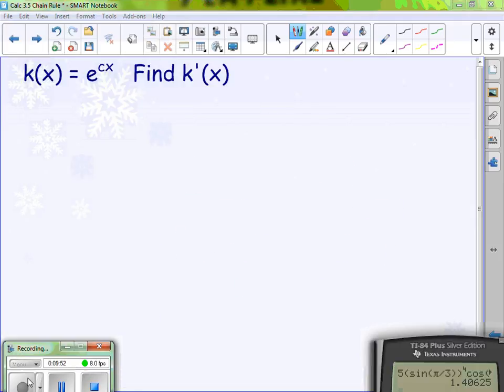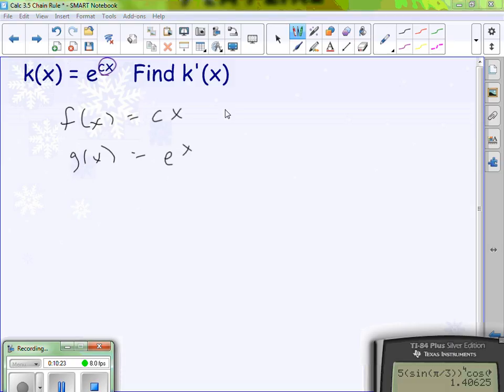I have k of x equals e to the cx. Wall of f, wall of g. The main function that's affecting everything is the e. The piece that's getting put into the main function, it's the x. Right, above for the E. That would be your x. That's what I thought too.